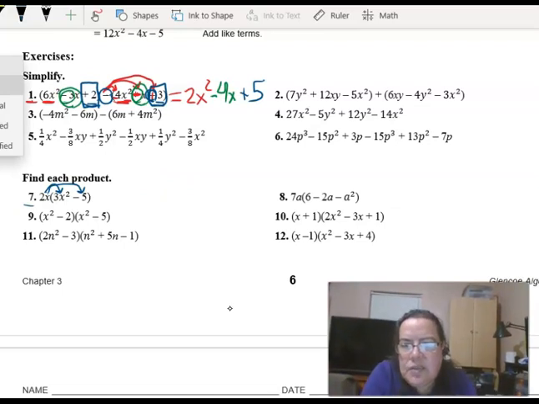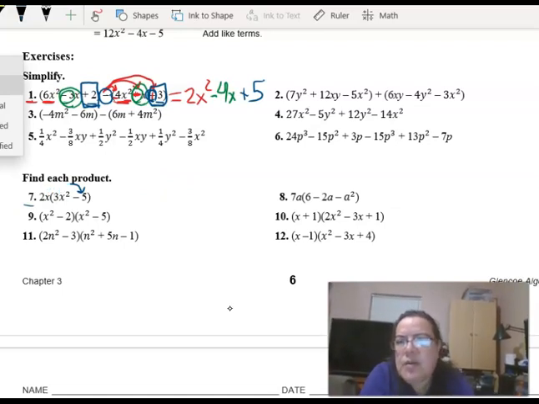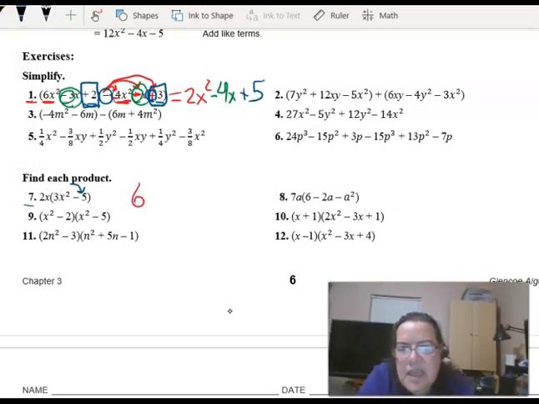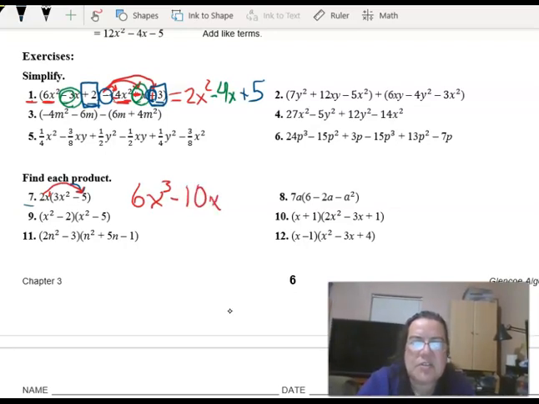Okay, so then 2x times 3x squared is 6x to the, now remember, I'm multiplying x to the first power times x to the second power. When you multiply exponents, you add them. So 1 plus 2 is 3. And then now I'm multiplying 2x times negative 5. You just multiply the numbers, negative 10. And since there's no x there, you just keep it there. And so that's pretty much what you do with that one.